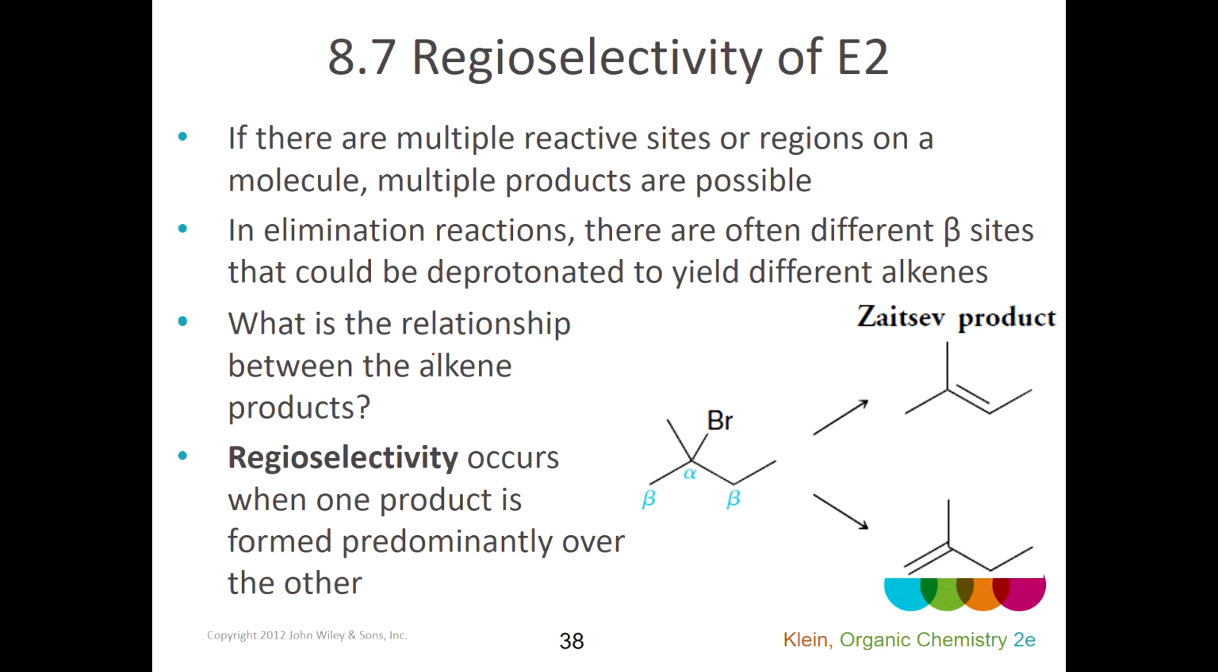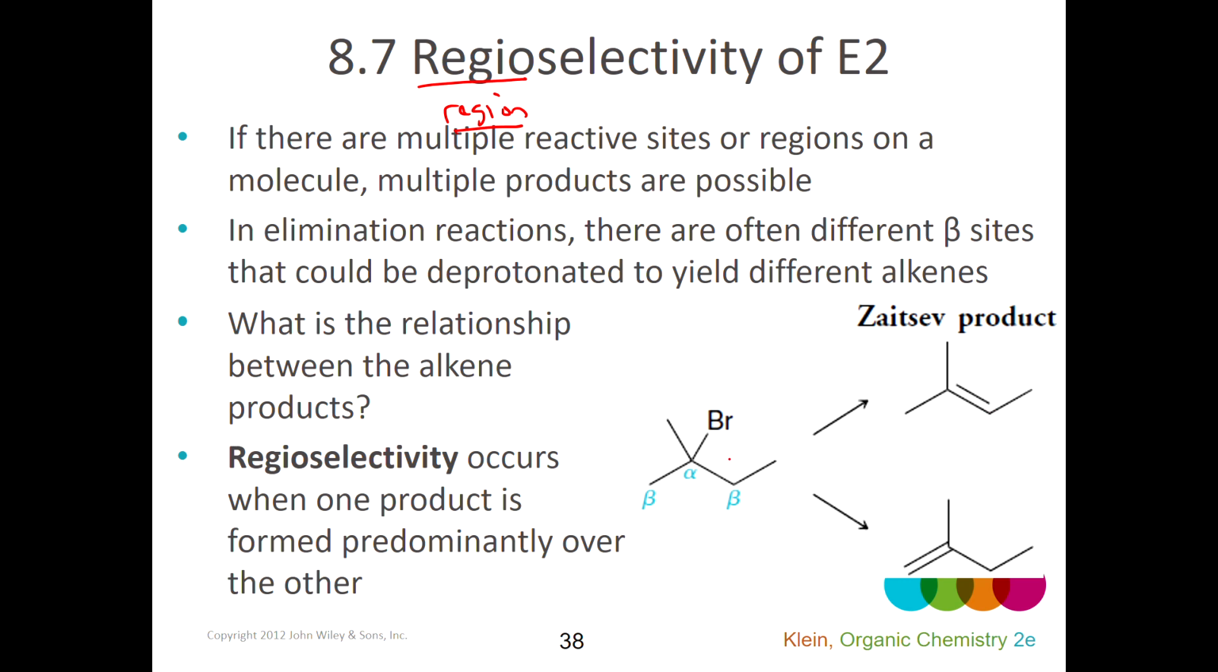Alright, so now we want to talk, before we end, a little bit about regioselectivity. So regioselectivity is based on the word region. So we're interested in which region or area of the molecule reacts. When one region of the molecule could react versus another, I get two different constitutional isomers.